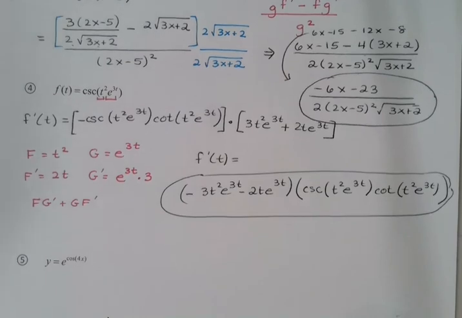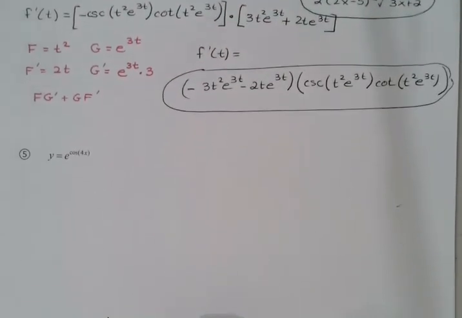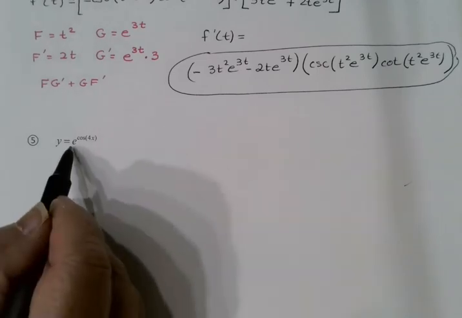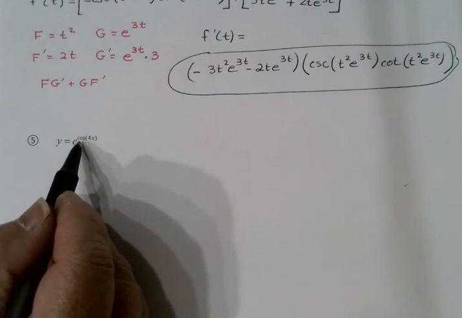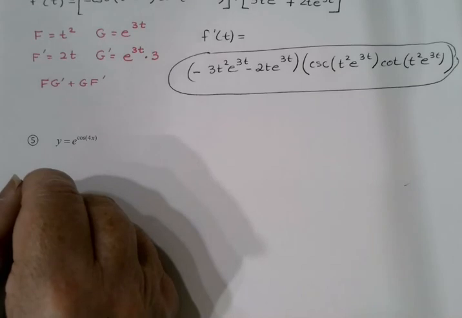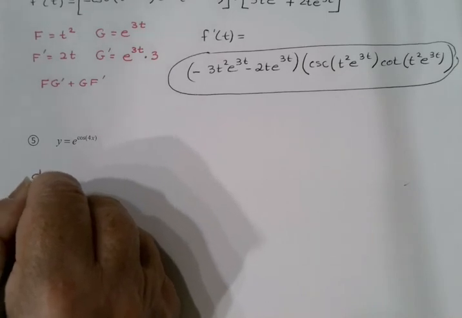All right, number 5. We have e to the cosine of 4x. I'm seeing another double chain rule here. My outer function is the exponential base e. My next inner function would be the cosine function, and then finally the 4x. So let's see what we can do. dy dx.